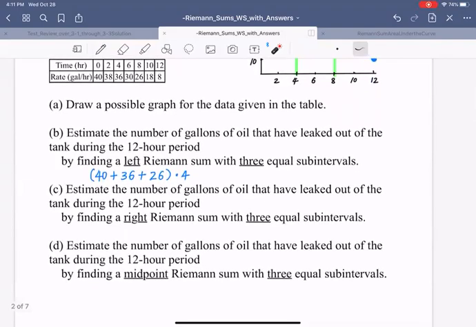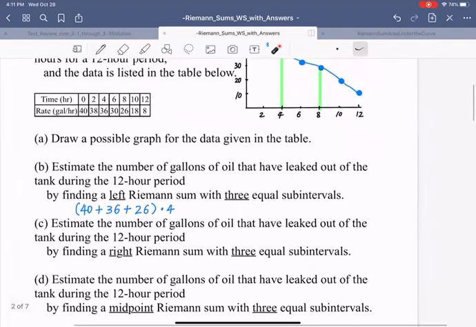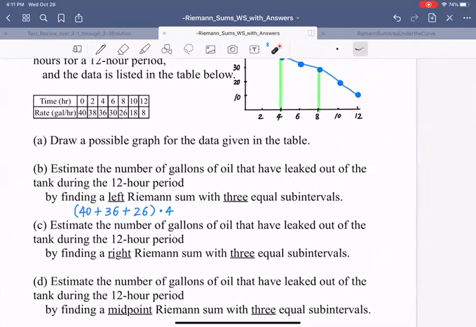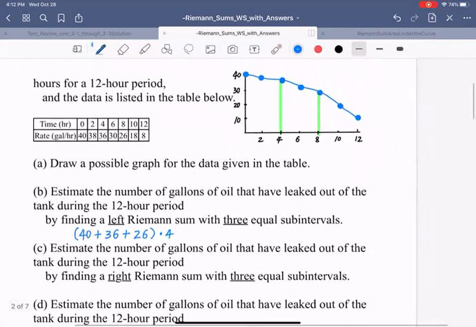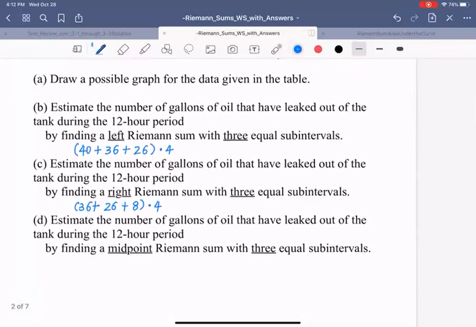Now part C, by finding a right Riemann sum with 3 equal subintervals. So we do from the right. For the 4, it's 36. For the 8, it is 26. For the 12, it is 8. And then we times 4. Correct? Yes. Good.